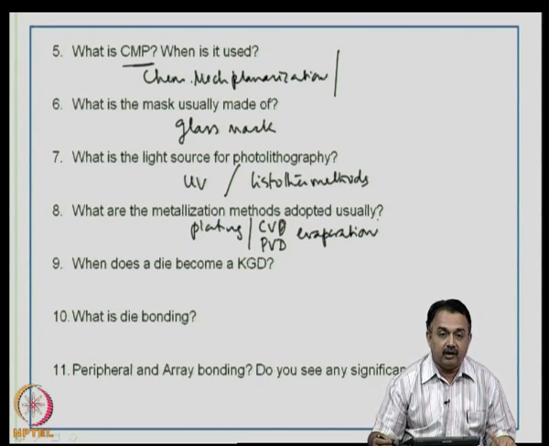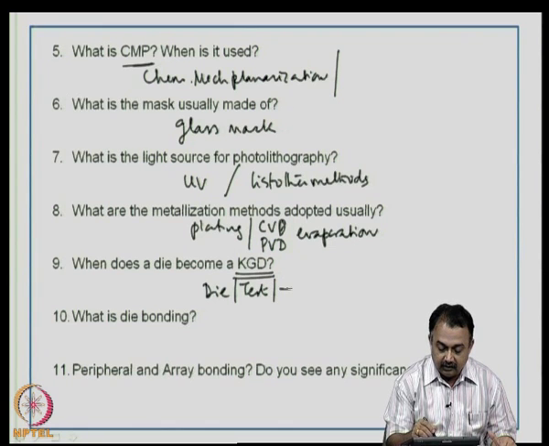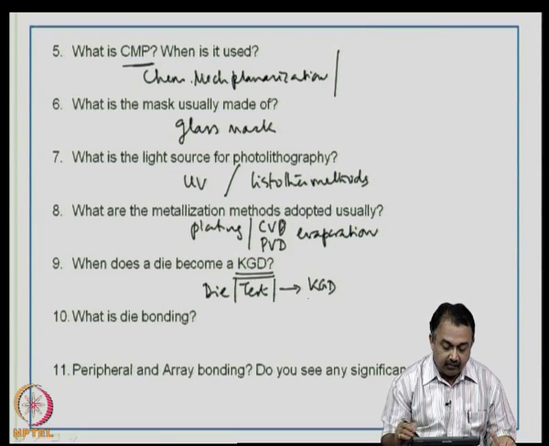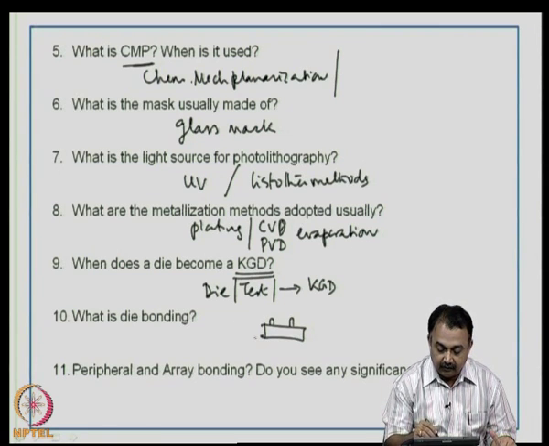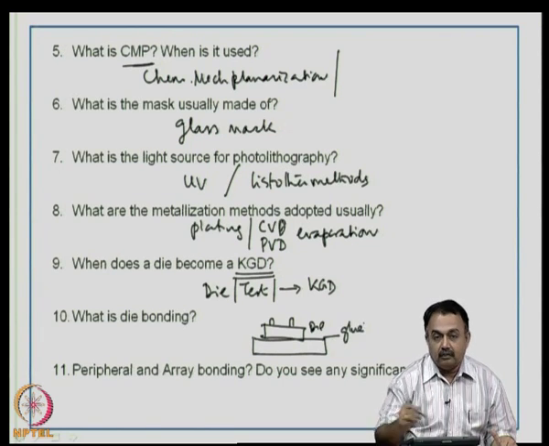So, when does a die become a KGD? This is known good die. After you singulate the die, you test it electrically, then it becomes a known good die. What is die bonding? Attaching a die, in the face up configuration, to a substrate using a glue. This is die bonding.